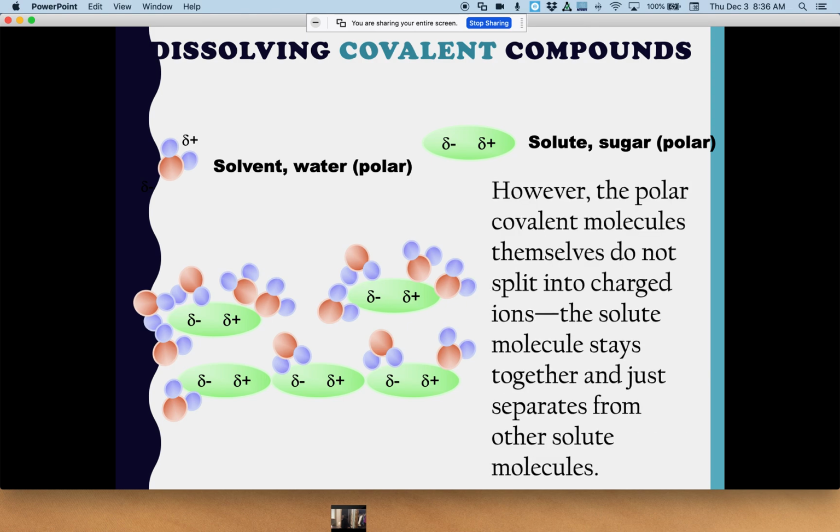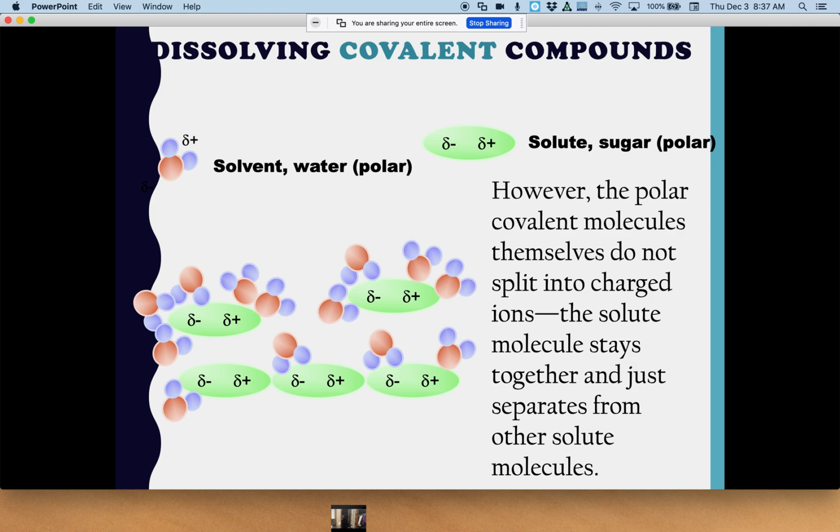But what we don't get are free floating ions, because that positive and negative within the sugar molecule stay together, right? With ionic, the positive charge could go off to the right, the negative charge could go off to the left. They were free floating. They didn't need to hang around. But because this is covalent, because these atoms have to stay together, because they're sharing electrons, they have to stay together in order to stay stable. And so that positive and negative charges stay together.